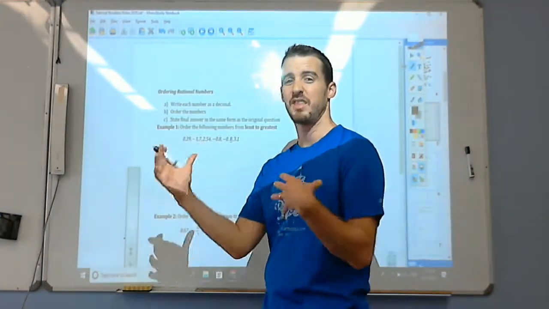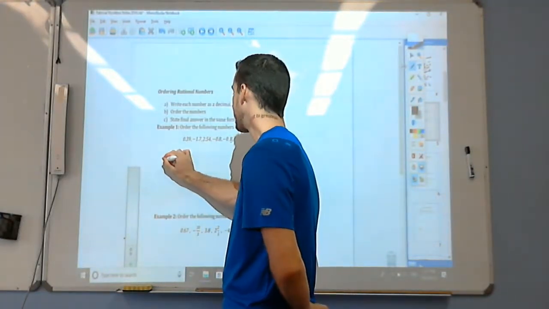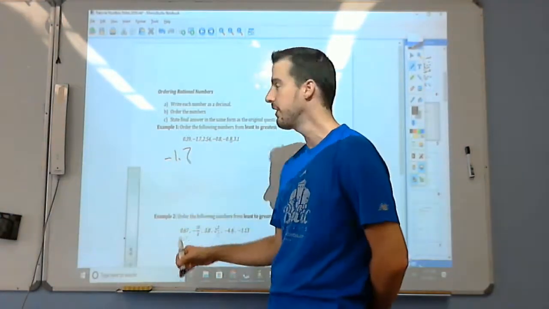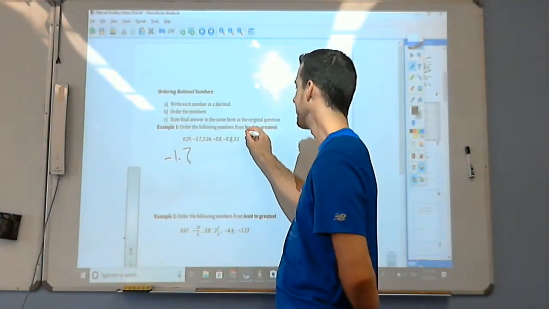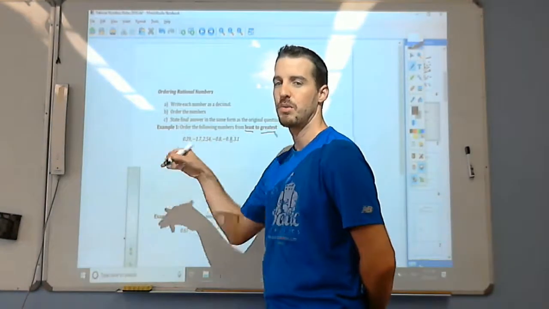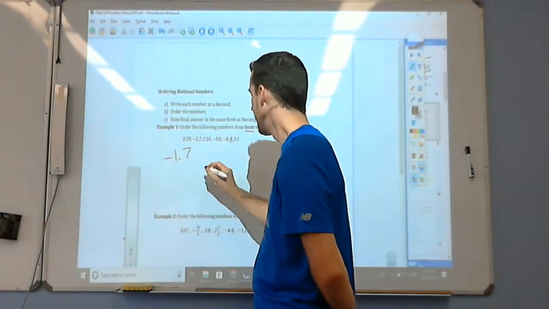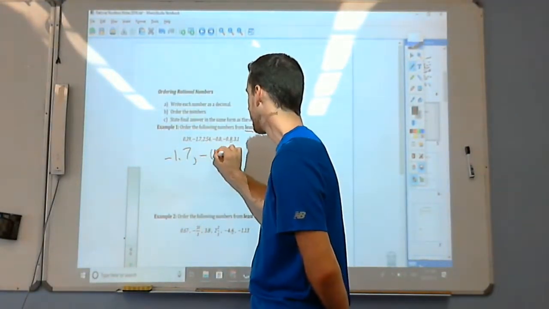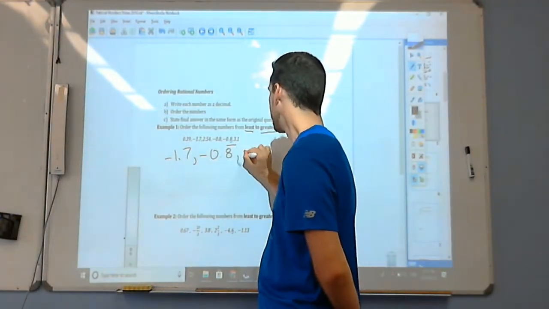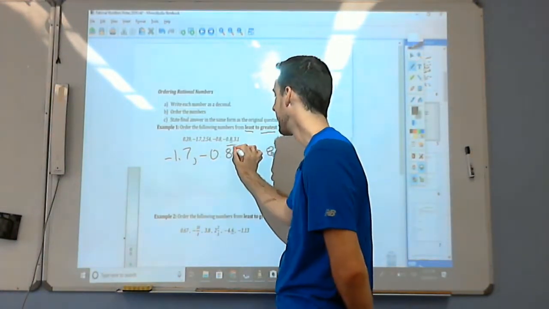So for number 1, it's all easy, it's already done for us. We don't have to convert anything from decimals to fractions and vice versa. So we just have to order, right? So here, it always starts with the most negative as the smallest, because it's least to greatest. So small to big, negative numbers are small, whole numbers are big. So then we would end up with negative 0.8 repeating. Negative 0.8 repeating.